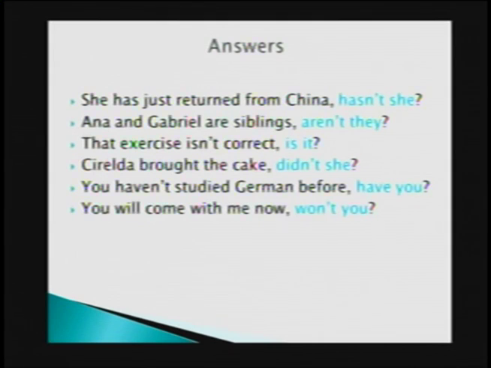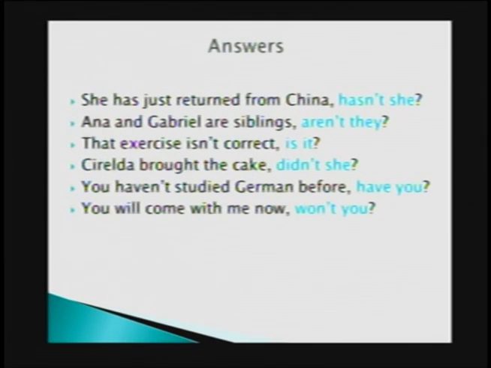Number 3, that exercise isn't correct, is it? Number 4, Cidelda brought the cake, didn't she? And here it is not very apparent, you don't see the auxiliary verb at the beginning, but you know the action occurred in the past. So if that action occurred in the past, you have to use the most common auxiliary verb for the past, that is, didn't. Cidelda brought the cake, didn't she?